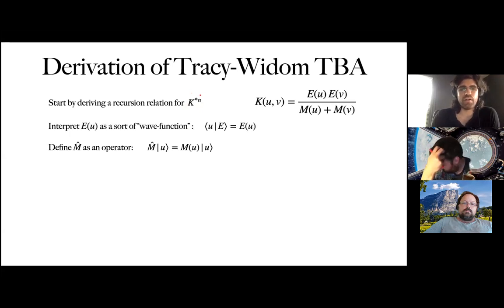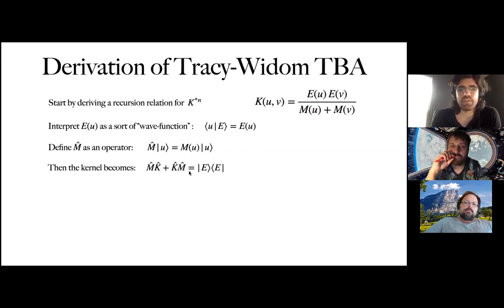Let's start by formally regarding this function E of U as a sort of wave function associated to this ket E. This is just formal. I say that this E of U is just the ket E projected on the bra U. And in the same way, I will regard this M of U in a more operatorial sense, as the action of a certain operator on the ket U, which gives me this M of U. Okay? So just from this formal definition, I can rewrite this kernel in terms of this relation.